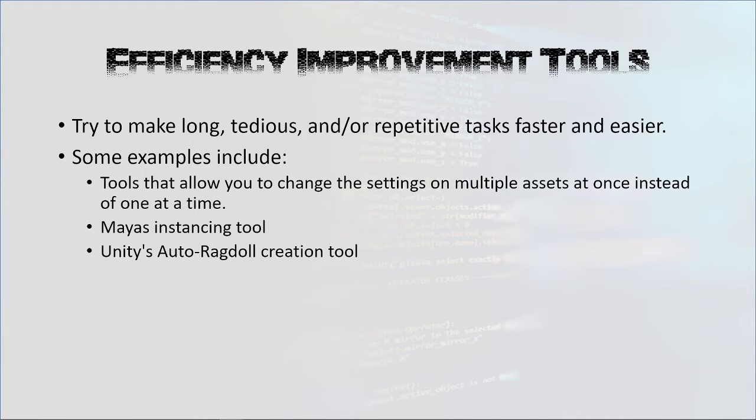The efficiency improvement tools are typically trying to make long, tedious, or repetitive tasks faster and easier. Some examples include tools that allow you to change the settings on multiple assets at once instead of having to do one at a time, Maya's instancing tool, Unity's auto ragdoll creation tool, and of course Unity's famous prefabs.